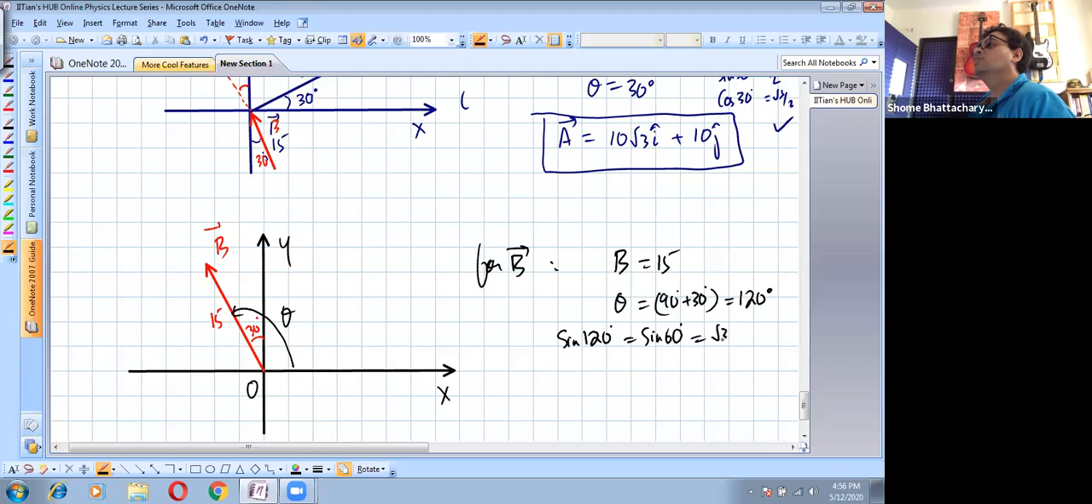And again, you should know that sine 120 is the same thing as sine 60, which is the same thing as root 3 by 2, whereas cos 120 is negative of cos 60, so it is minus half. So now, using sine theta and cos theta and the magnitude, you can see that the vector B in component form will become minus 15 by 2 i cap plus 15 root 3 by 2.